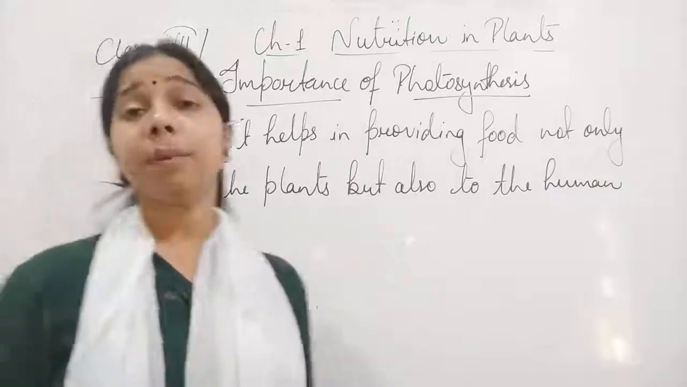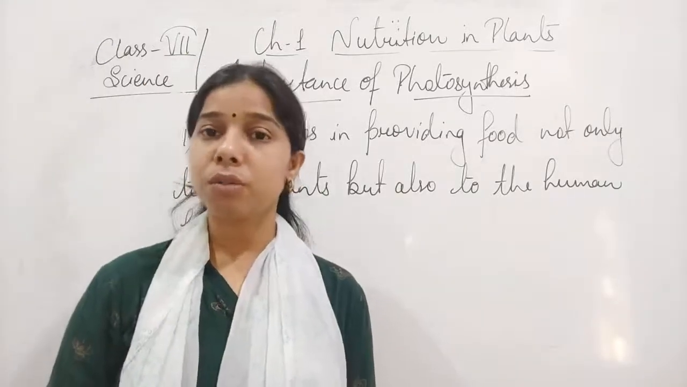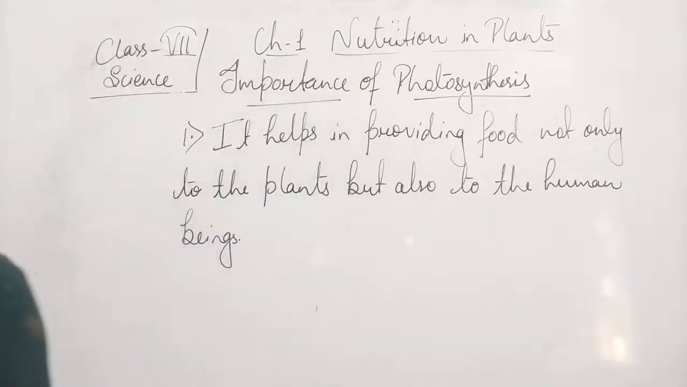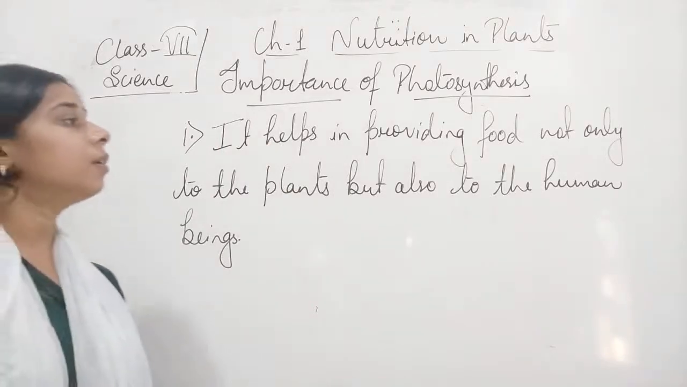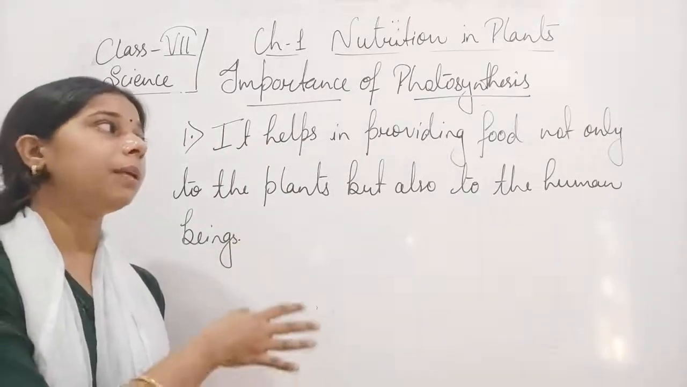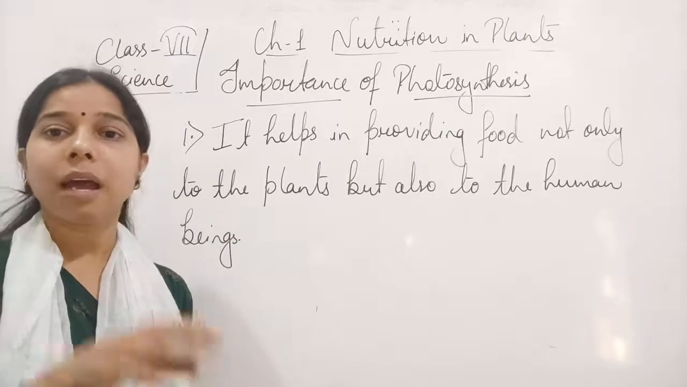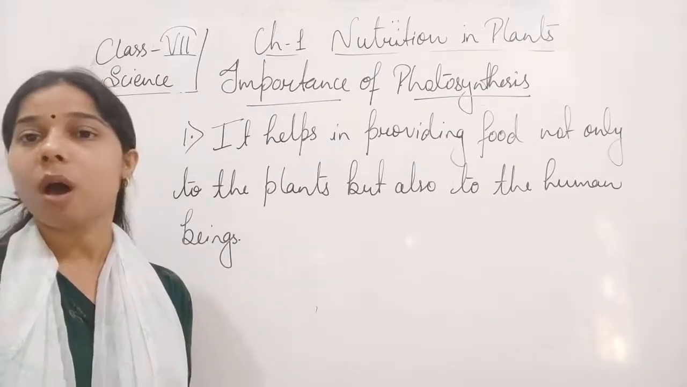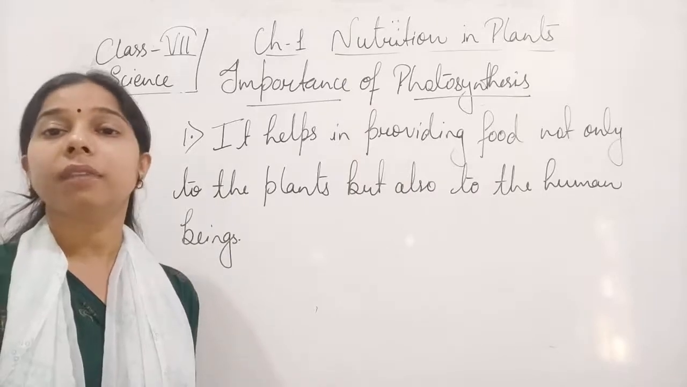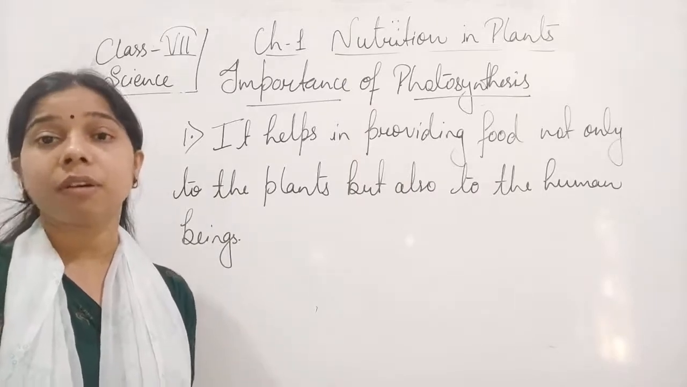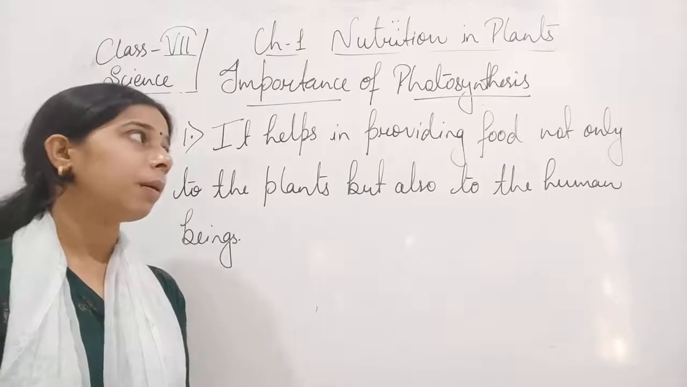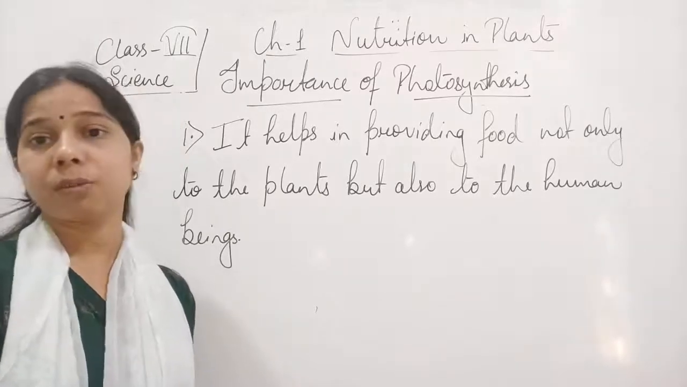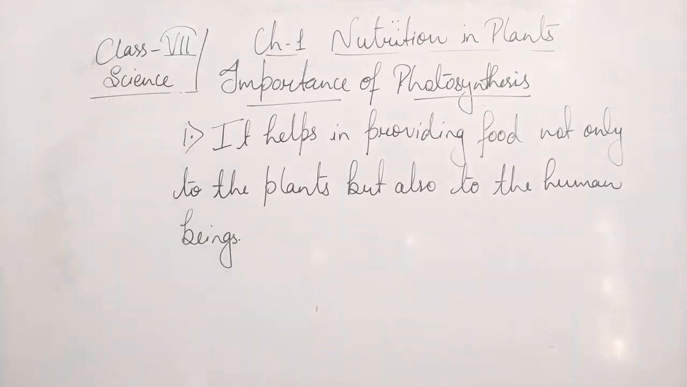Okay, so it helps in providing food not only to the plants but also to human beings. It helps in making carbohydrate, and that carbohydrate will be used by animals and human beings also. That is why we can say that it is essential for all organisms, since it provides food to all organisms.